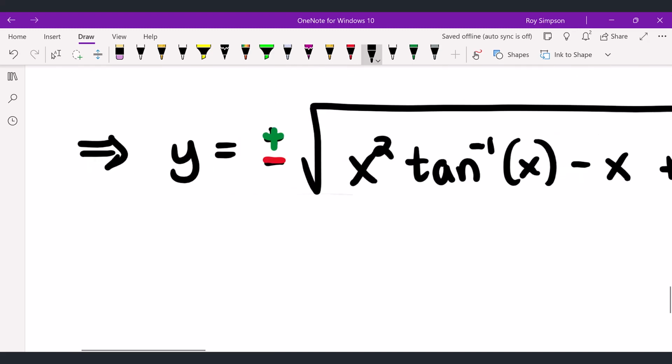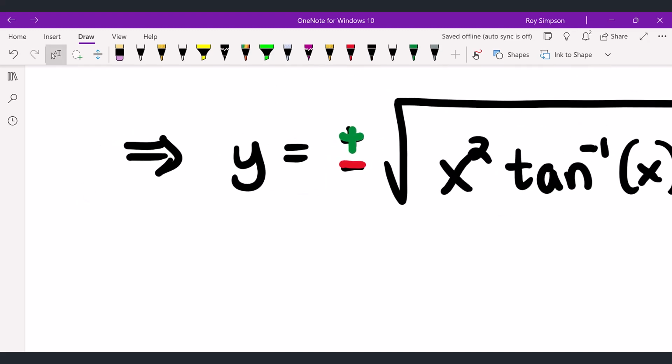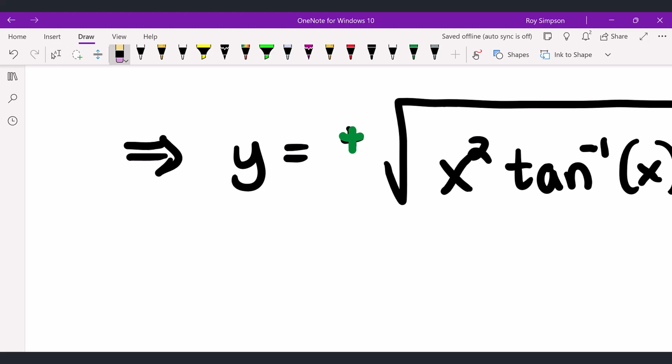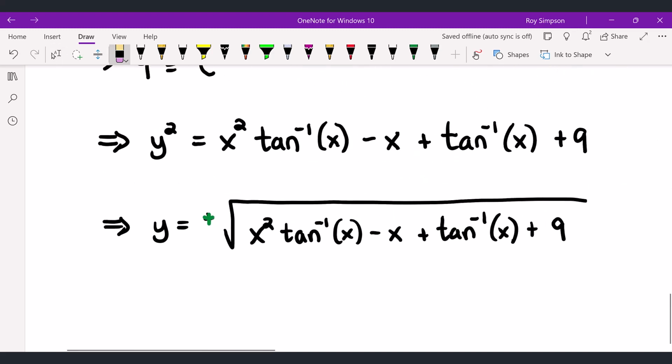Well, I gotta be honest with you. The only way to get an output of a positive 3 is if we throw out the negative version of that solution. So our full explicit solution for that given initial condition is y equals the positive square root of x squared tangent inverse of x minus x plus the tangent inverse of x plus 9.